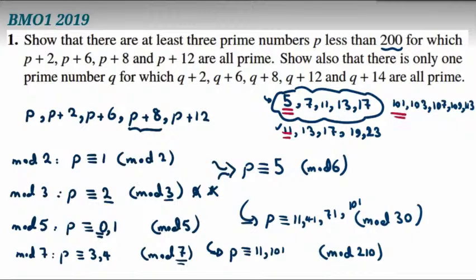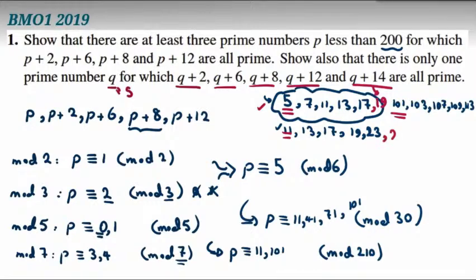The next problem, it says q. q plus 2, plus 6, plus 8, plus 12. We have one more, plus 14. So for this one, it says there is only one. So 17 plus 2, 19. It is p or q plus 14. It's okay. So q equals 5 works.